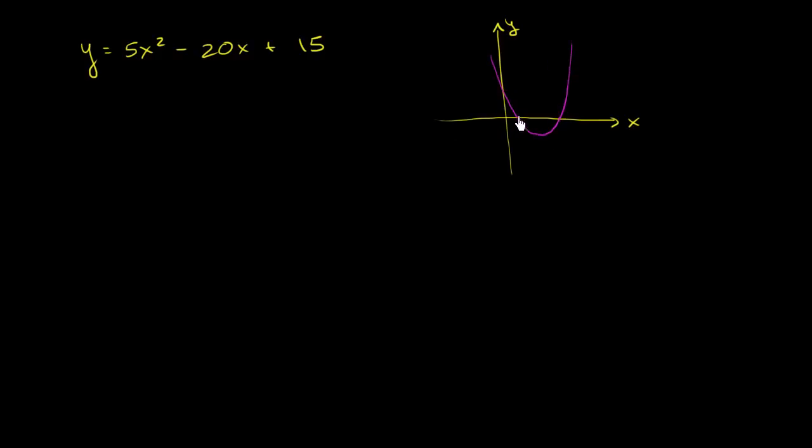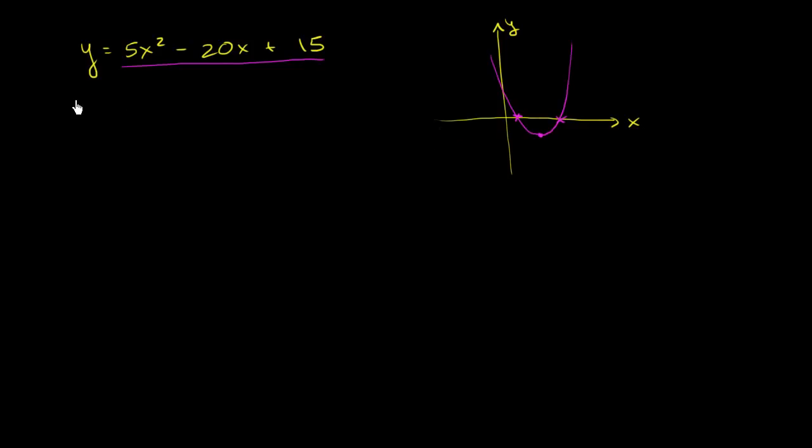I want to first figure out where this parabola intersects the x-axis. And as we've already seen, intersecting the x-axis is the same thing as saying when does y equal 0 for this parabola? Or another way of saying it, when does 5x squared minus 20x plus 15 equal 0? So I want to figure out those points, and then I also want to figure out the point exactly in between, which is the vertex. And if I can graph those 3 points, then I should be all set with graphing this parabola.